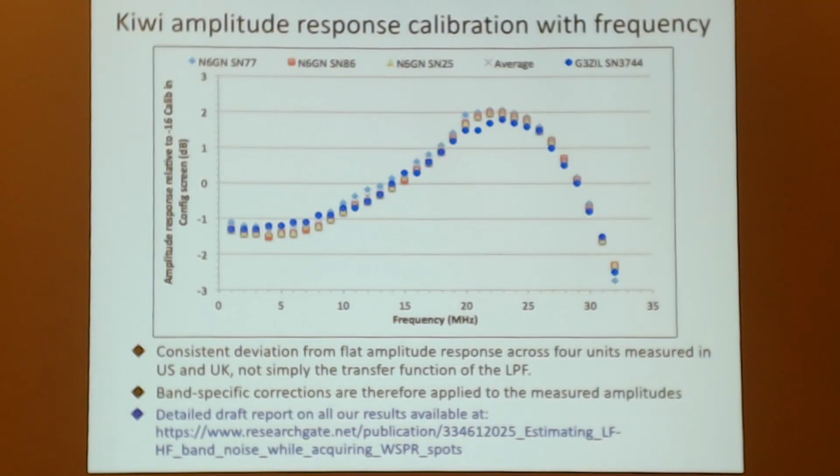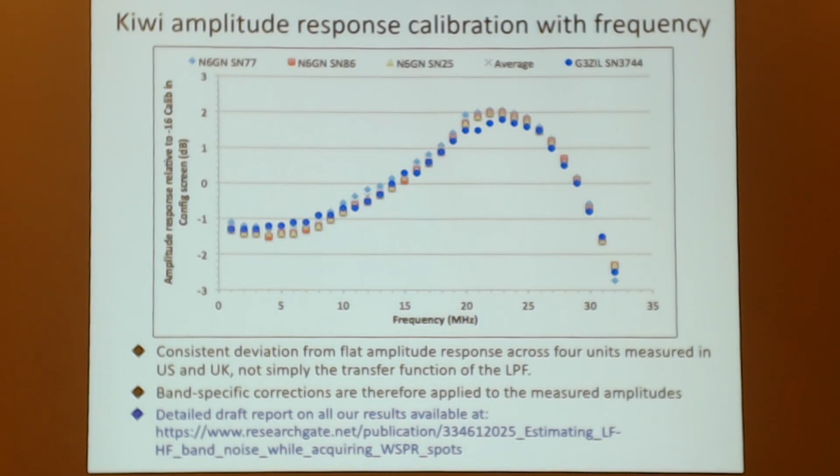One of the first things we did was to measure the frequency response of the Kiwi itself, and we were surprised to find that, with a sample of 4 production Kiwis, we were seeing a significant variation in the frequency response of the Kiwi itself. There is, of course, an internal 40 megahertz low-pass filter inside the Kiwi, but measuring that filter alone, we did not see this variation. So this is actually an unexplained impairment in the Kiwi.